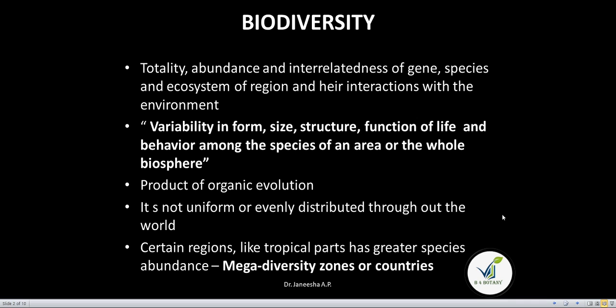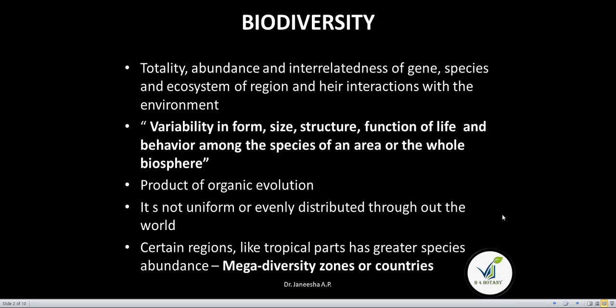What is biodiversity? This is the variability in form, size, structure, function of life and behavior among the species of an area. That is, if we consider a particular area, the variability seen in that area is known as biodiversity. This is the product of organic evolution, and we know biodiversity is not uniform everywhere.